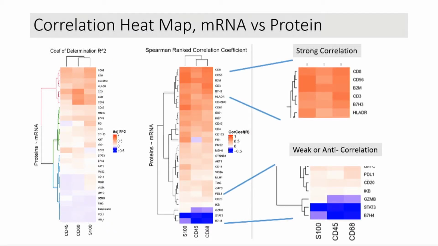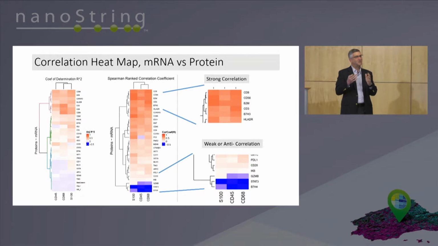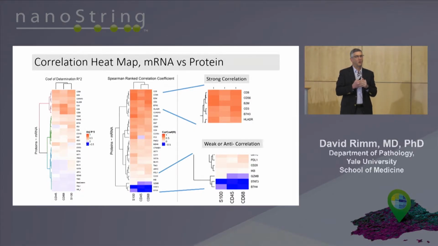There's a really strong correlation for CD8, CD56, beta-2 microglobulin, B7-H3, and HLA-DR. So for those molecules, you're probably fine looking at the RNA and inferring that those proteins are expressed in those cells. But the opposite is true for STAT3 or for granzyme B. I'm not sure about B7-H4, but all of those things seem to be the opposite. There's an anti-correlation, or a weak anti-correlation, between the RNA and protein.